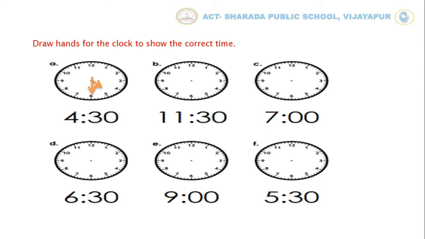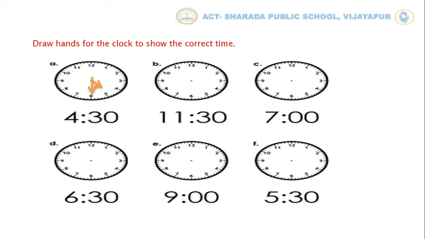So children, here we have to draw the minute hand on the 6 and the hour hand in between the 4 and 5. It indicates that 4:30. So children, let us solve the next problem.